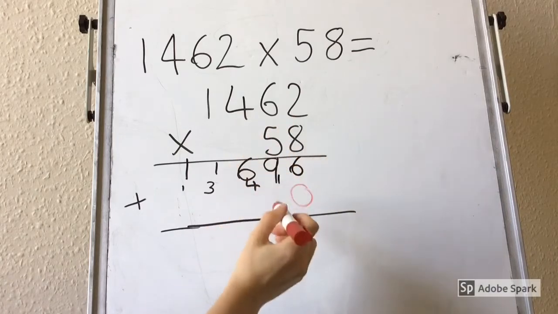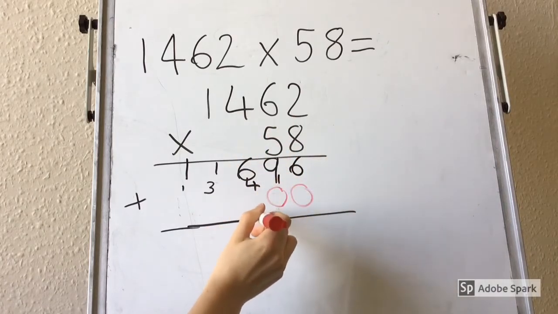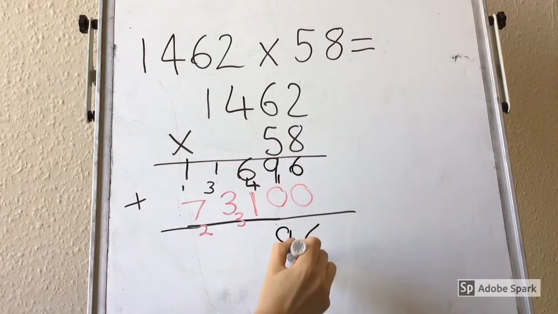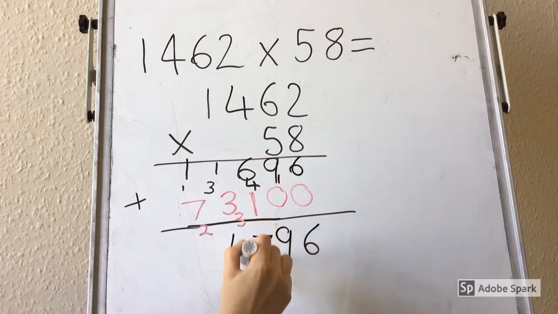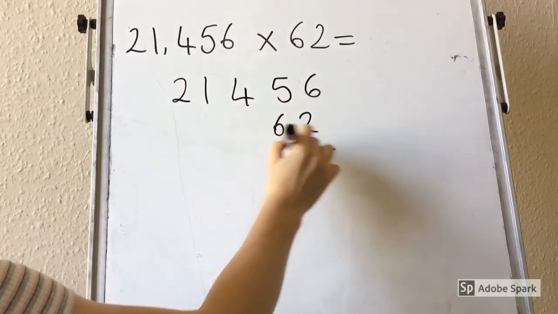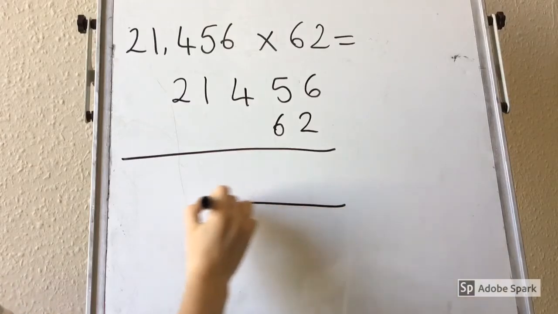In step 2 I forgot to add my 0, so I was doing 5 lots of the top number instead of 50 lots, so my answer would have been wrong. So well done if you got 84,796. Here's a multiplication with an even bigger number. See if you can pause the video and have a go.